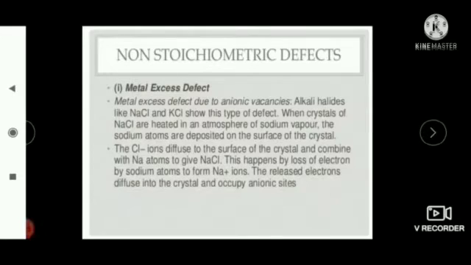An example of metal excess defect due to anionic vacancy is when a sodium chloride crystal is heated in an atmosphere of sodium vapors. Sodium atoms get deposited on the surface of the crystal. The chloride ions from the crystal lattice leave their site and diffuse to the surface. Here they combine with the sodium atoms, which in turn get ionized to form Na+ ions, and the electrons that are released are trapped by anionic vacancies. In this way, the crystal maintains its neutrality.